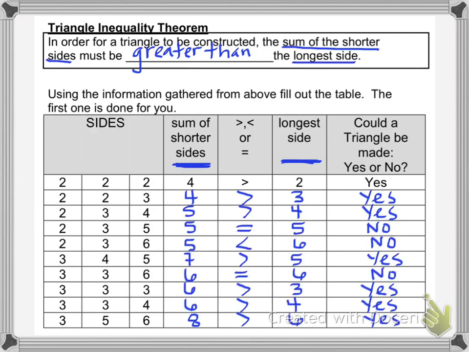So this is what you should have. I want you to pay attention. All the ones that have a greater than should have a yes. So there were, looks like 6 of these combinations that worked. And then any of the ones where the sum was equal to the third side or less than the third side did not make a triangle. And the reason is because the two shorter sides will never reach each other to close the triangle. It'll stay like an open shape. So I'll show you what that looks like in class.